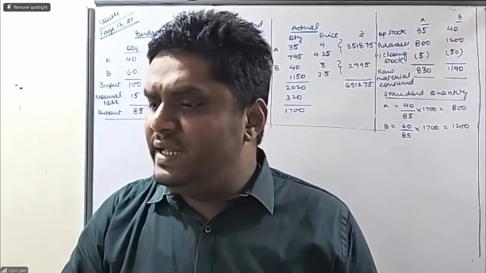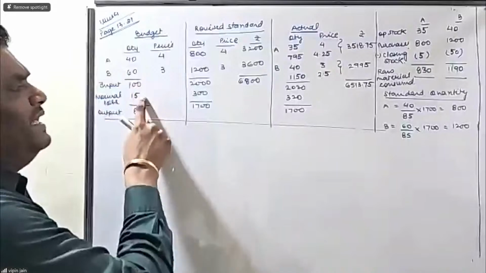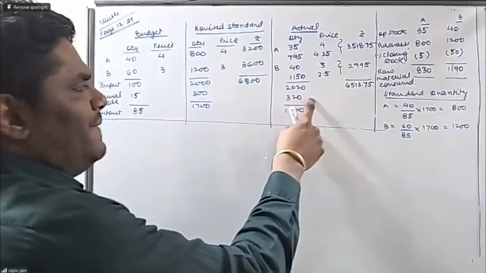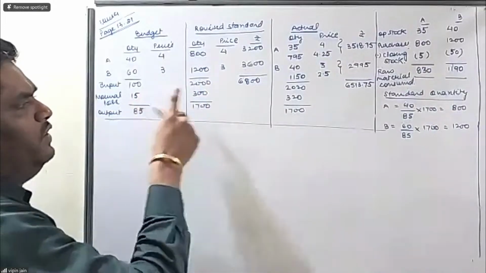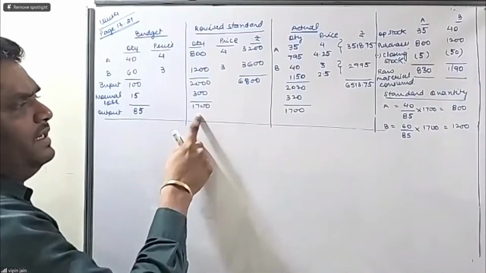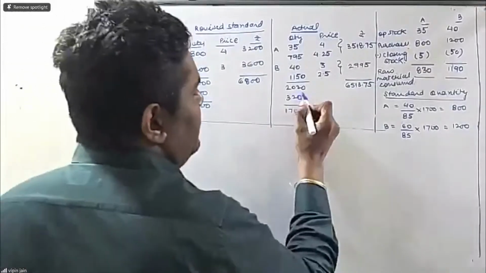Yes, 320 is the balancing figure. Alternatively, you can say 15% is the normal loss. Sorry, here 320 is the balancing figure. Here, see, 15% is the normal loss. So 2000 into 15%, that is 300. So 1700 will be my output. And here, 320 is the balancing figure.